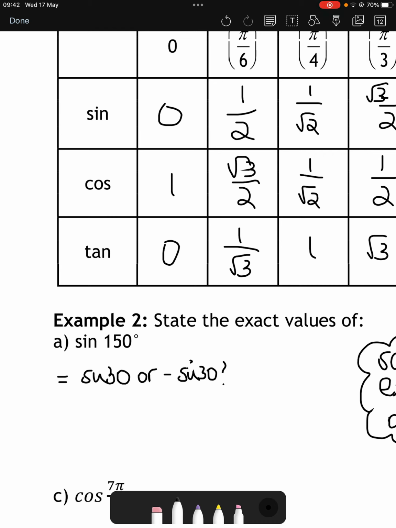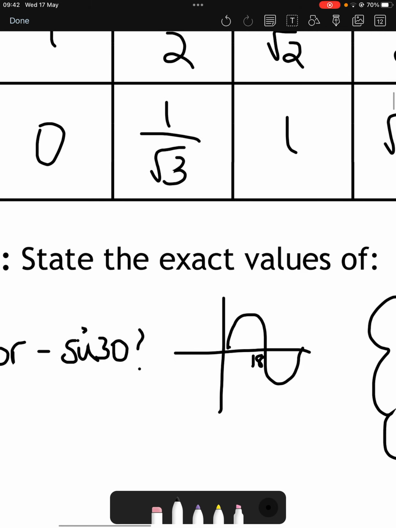Okay, so the exact value related to 150 is 30 degrees. You think about before doing your CAST diagram, you do 180 minus 30, and that's where your 150 would come from. We need to figure out, is it the same or is it the negative? So the best way to do it is literally just sketch a graph, and I really do mean a sketch. Okay, think about where is 150. That's 0, that's 360. So 150 on the graph would be like there.